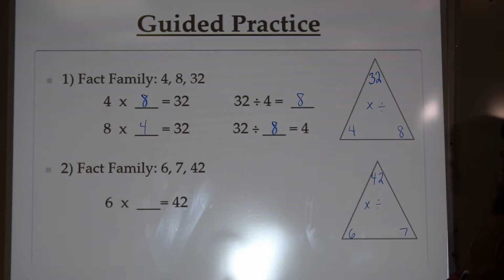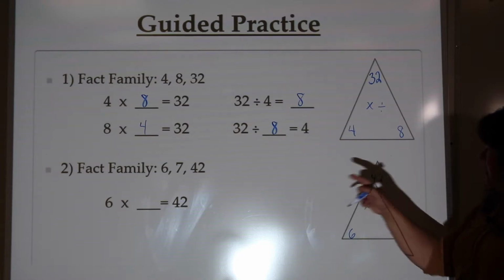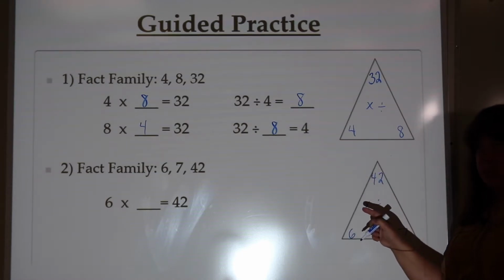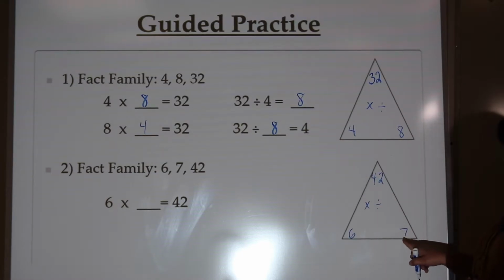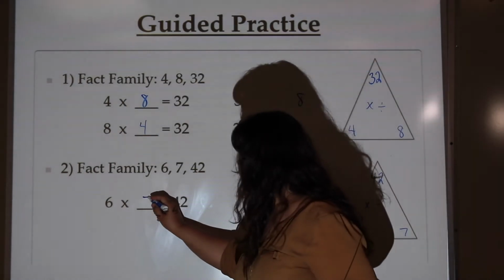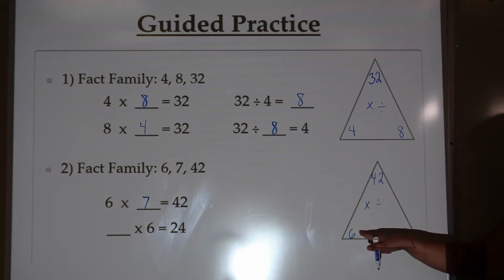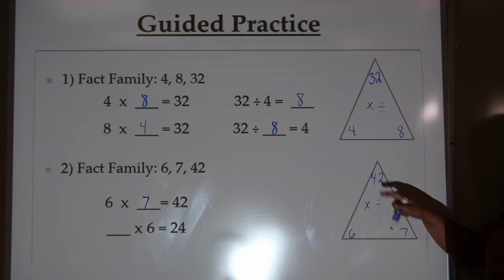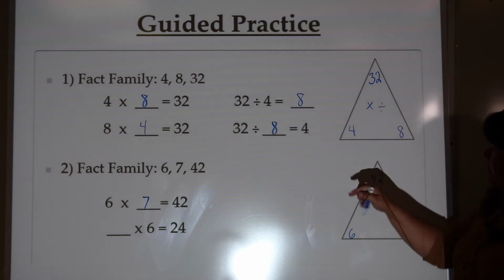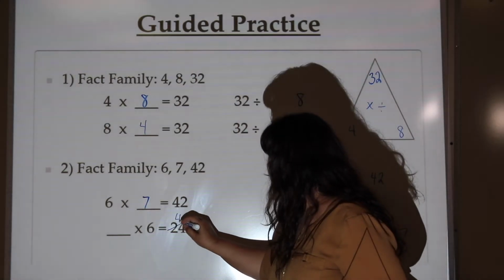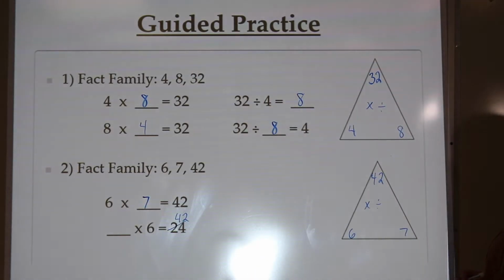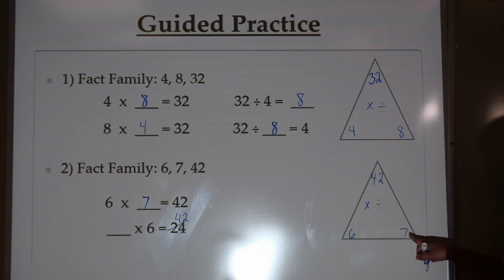Okay, fact family is 6, 7, and 42. I have 6 times what number equals 42? 6 times 7. Okay, some number times 6 right here is going to equal, oh, that's supposed to be 42. Those got mixed up. 42, and so it would be 7.